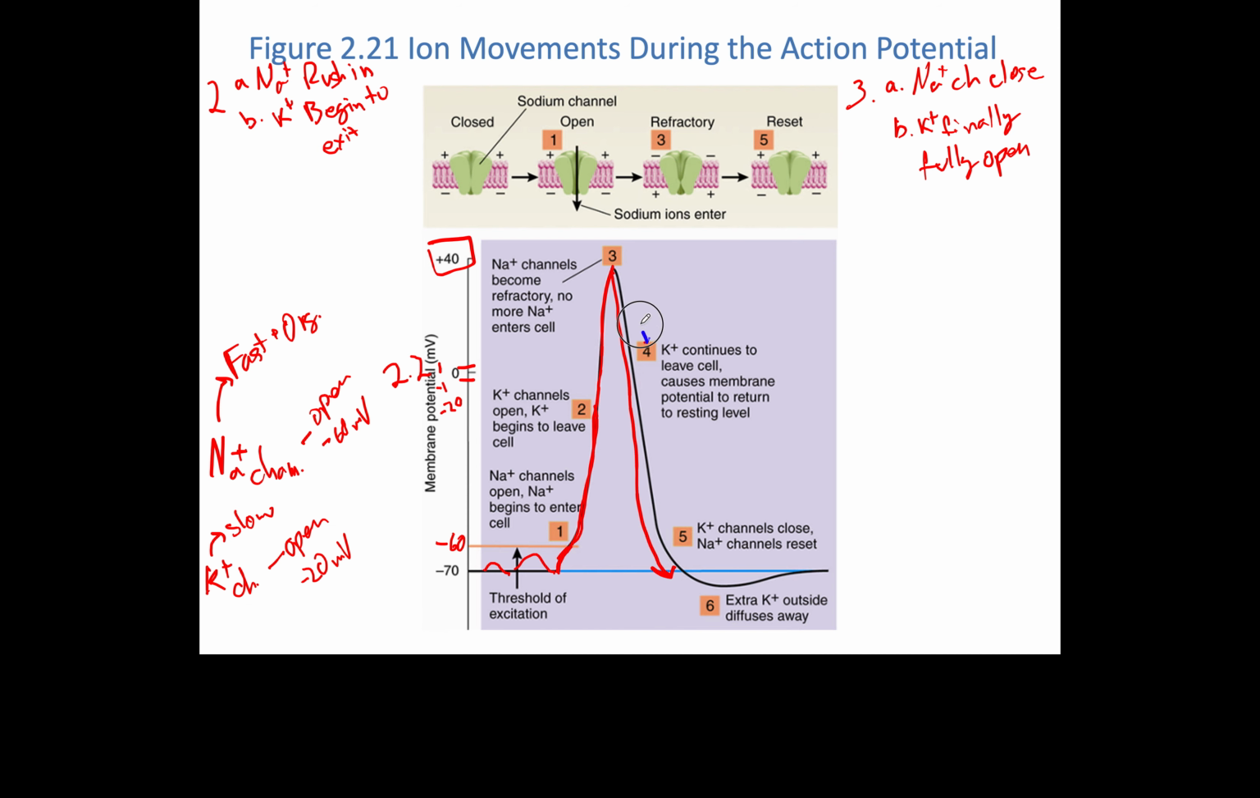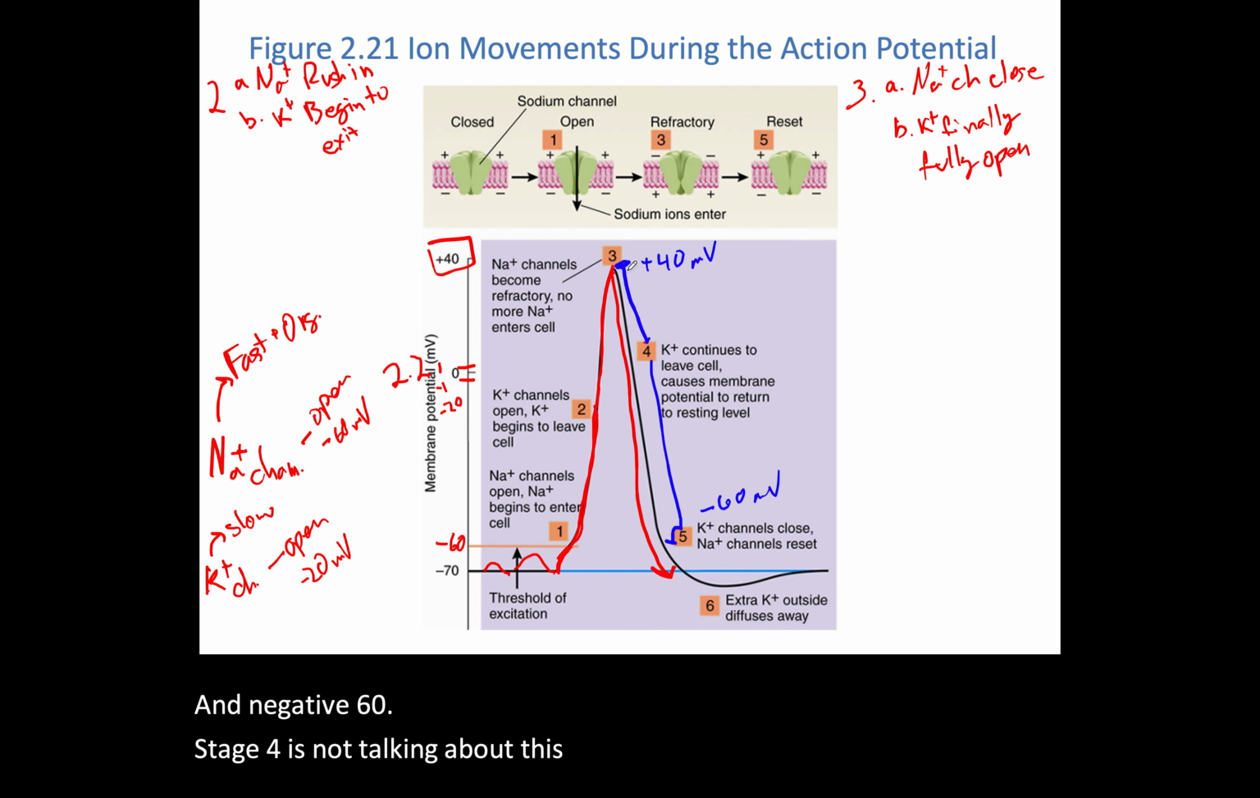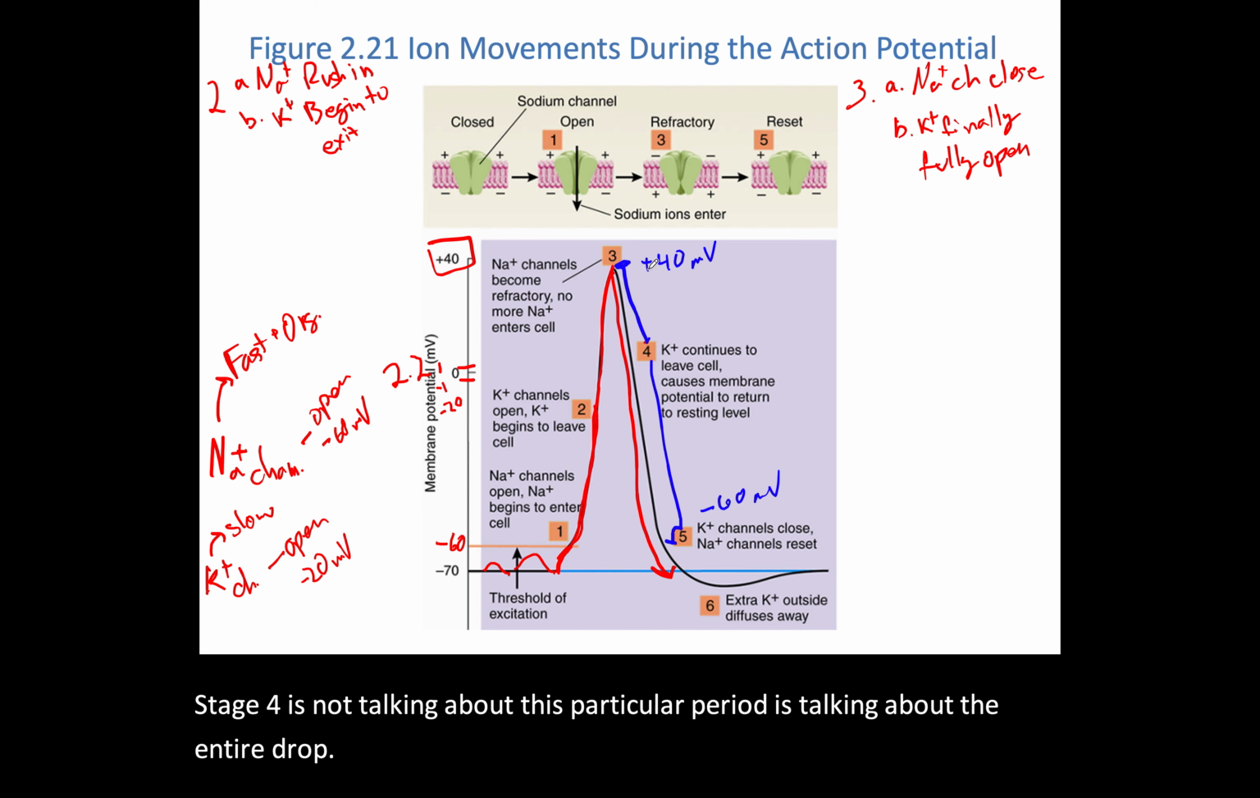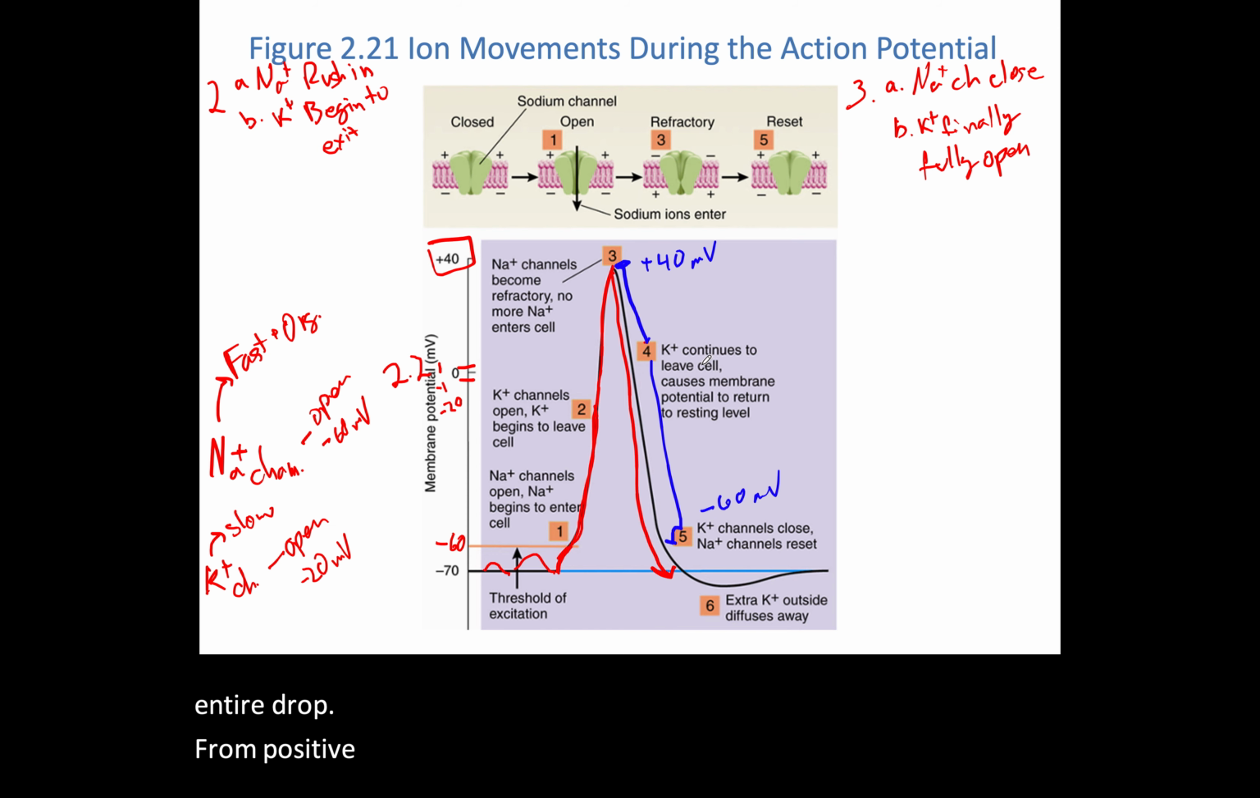Stage 4 is referring to the entire period between stage 3 and 5. So between positive 40 and negative 60. Stage 4 is not talking about this particular period. It's talking about the entire drop from positive 40 to negative 60.